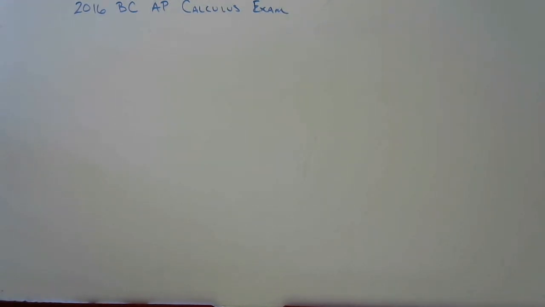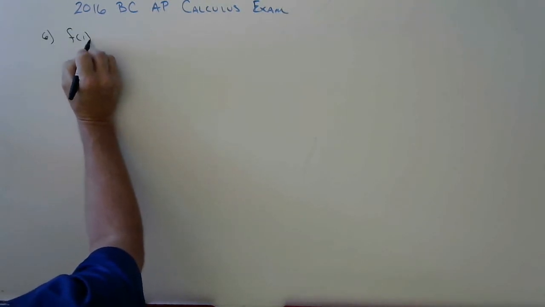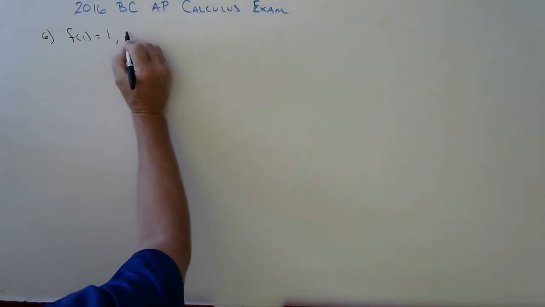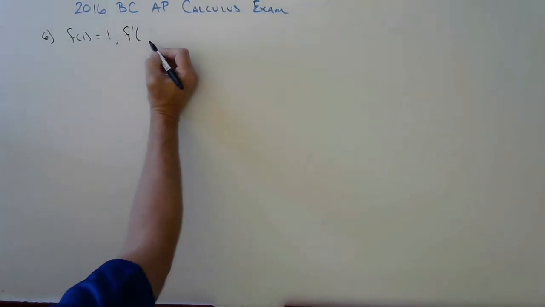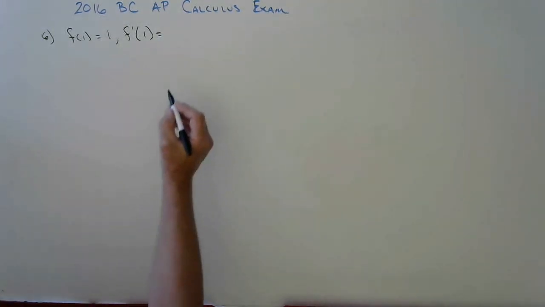So question 6 says the function f has a Taylor series about x equals 1. That's important for us to realize. It converges to f of x for all x in the interval of convergence. They didn't tell us what the interval of convergence is. It's known that f of 1 is equal to 1, and f prime of 1 is equal to negative 1/2.